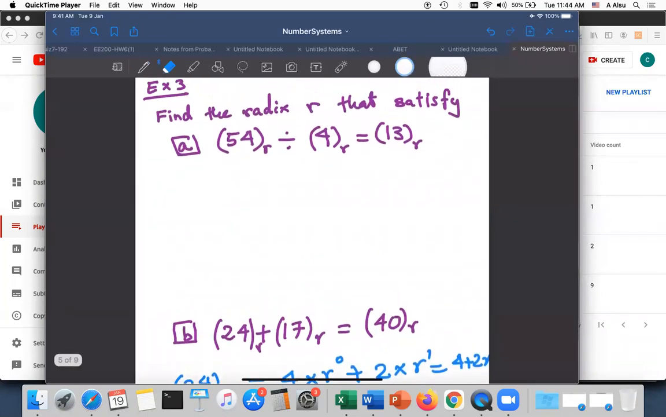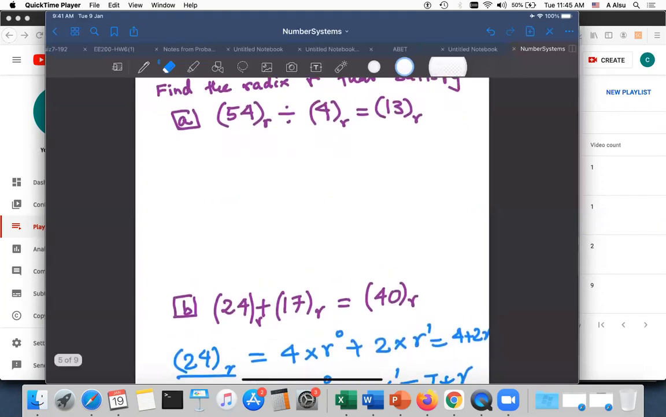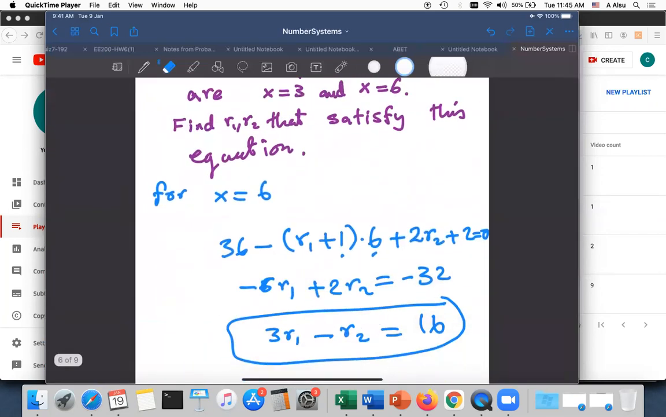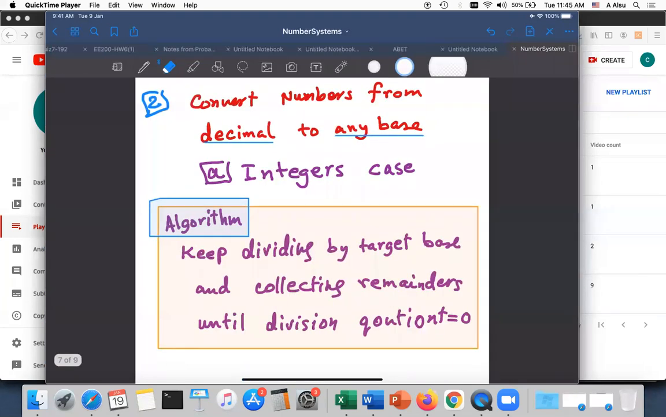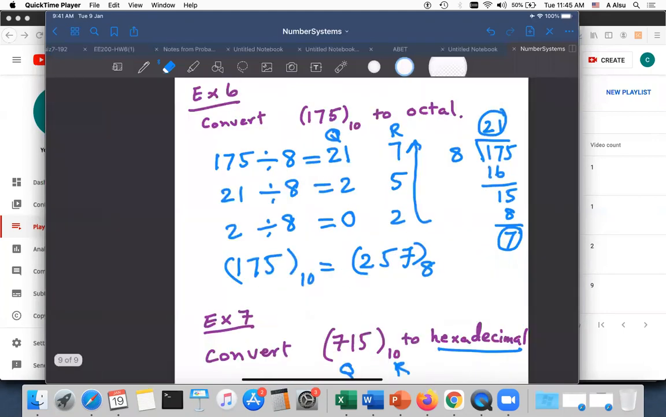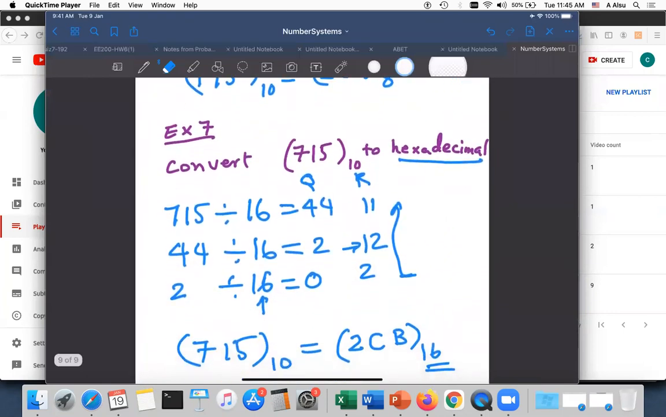You can look this up in the video of the other section if you want to see how it's done, or do it yourself. It's easy. Just convert every number to decimal, and then you find r by solving the equation. We also did the quadratic equation. Then we moved on to converting numbers from decimal to any other base for the integer case. We did an example on decimal to binary conversion, then decimal to octal, and then decimal to hexadecimal. Any question?